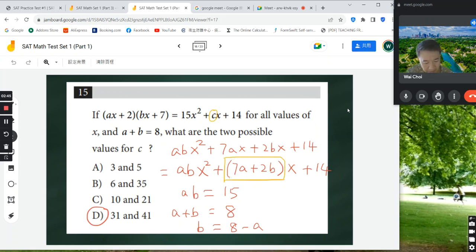All right, so we're going to write this down. ab is equal to 15, we got it from here. And at the same time, a + b is equal to 8. So our strategy is we're going to make use of these two expressions to solve for a and b. And after we know what a and b are, we're going to make use of this 7a + 2b to calculate c. All right, next step.